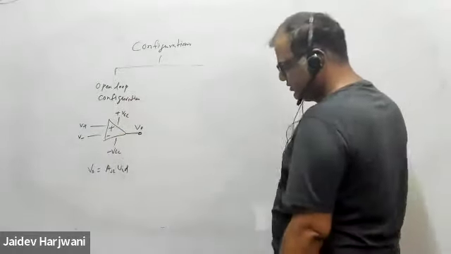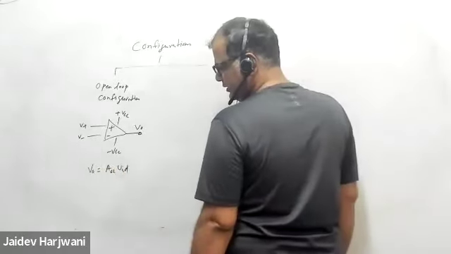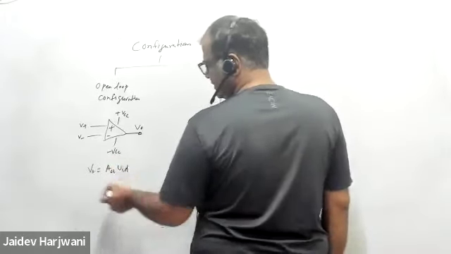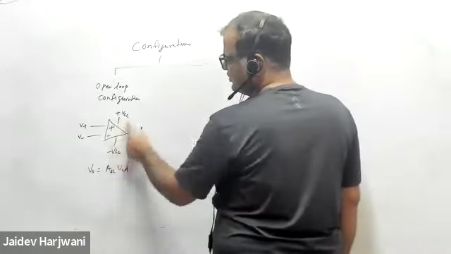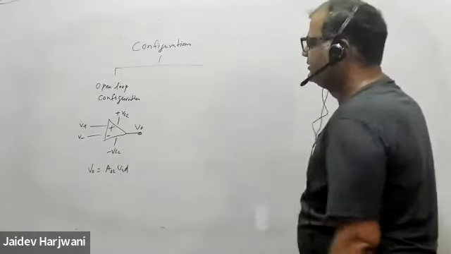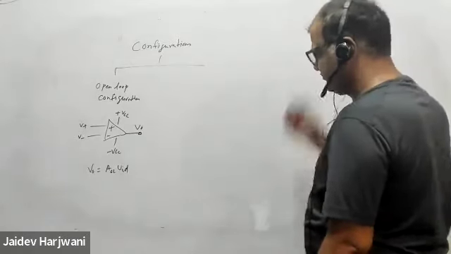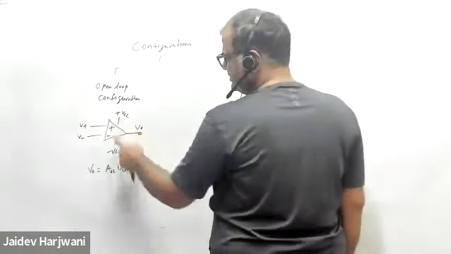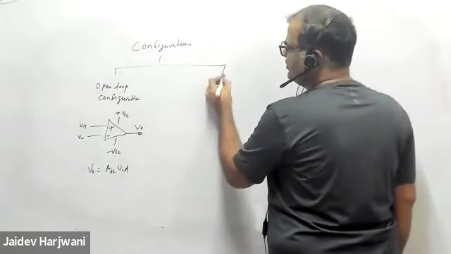Whenever the difference is very high, the output will saturate to VCC. This is the open loop configuration. Generally, if VID is positive, the output is VCC. If VID is negative, the output is minus VCC. Second is your closed loop configuration.